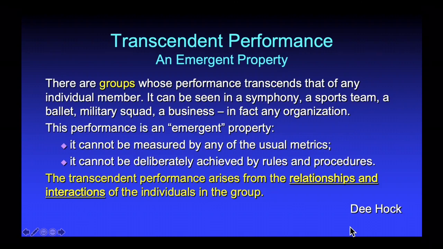Now, there's a very powerful characteristic of emergent properties in human systems. And Dee Hock, the guy who invented the credit card, writes this: there are groups whose performance transcends that of any individual members. It can be seen in a symphony, a sports team, a ballet, a military squad, a business, or in fact any organization. This performance is an emergent property. It cannot be measured by the usual metrics. It cannot be deliberately achieved by rules or procedures. The transcendent performance arises from the relationships and interactions of the individuals in the group.